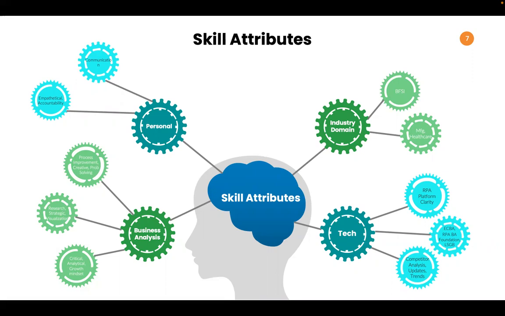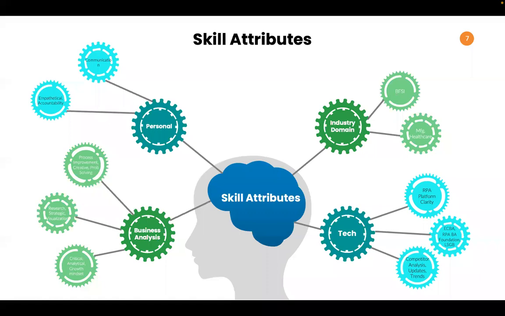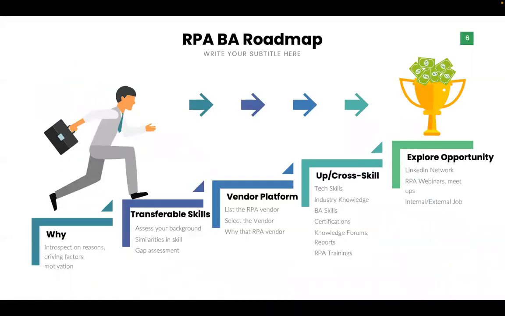This is about the skill attributes that a BA needs to have in order to be successful in his or her job. So that's it. With this, I'm done with the slides. Now, any questions, team? You can unmute yourself or put your question in the chat window, and Anno would facilitate the questions.